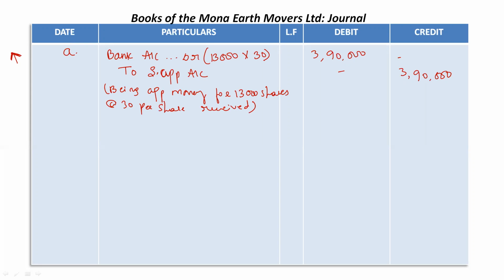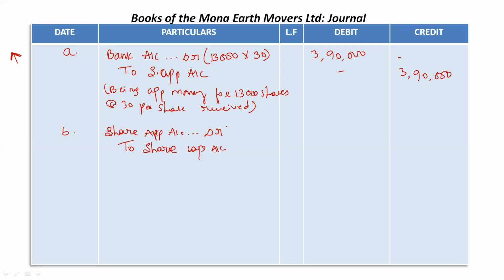Then in the same application process, the second entry is the company transferring the application amount into the share capital account. So the entry will be share application account debit to share capital account. This is the basic entry for transferring the application amount to the share capital account. But here this is the case of oversubscription, and the company is rejecting the extra shares. So the company is also refunding their amount.